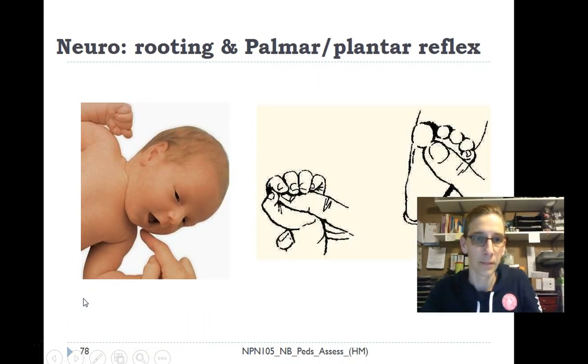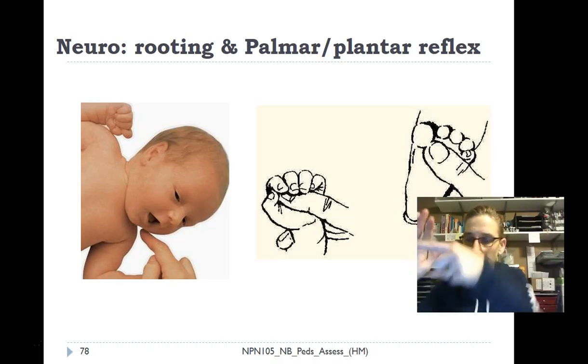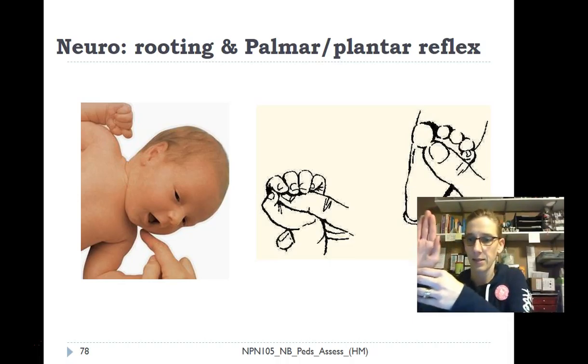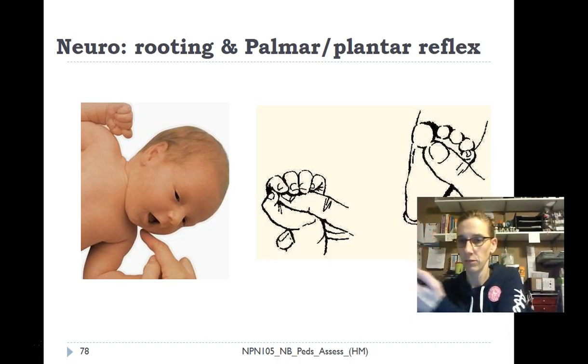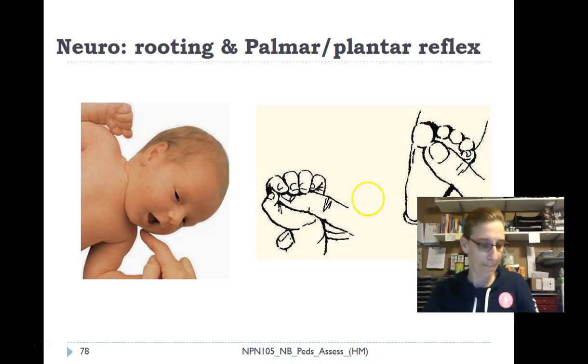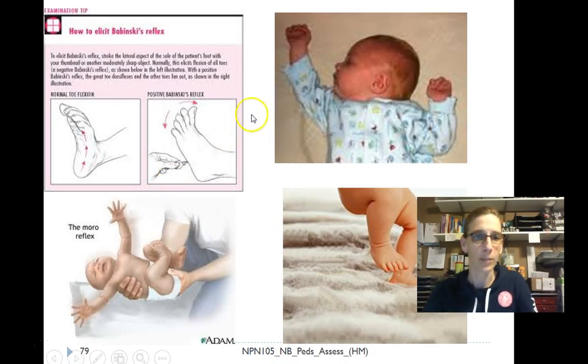Okay. Here's rooting. That's if you do this on the baby's cheek, they turn their head over to try to suck. Here's your palmar grasp and your plantar reflex, where they pinch. If you put something in the palm of their hand, they squeeze. If you put your finger on their toes, they curl their toes in. Babinski's, this is the foot. You would run across like this on their foot and their toes fan out. That's Babinski's. Oh, here's a picture of Babinski.